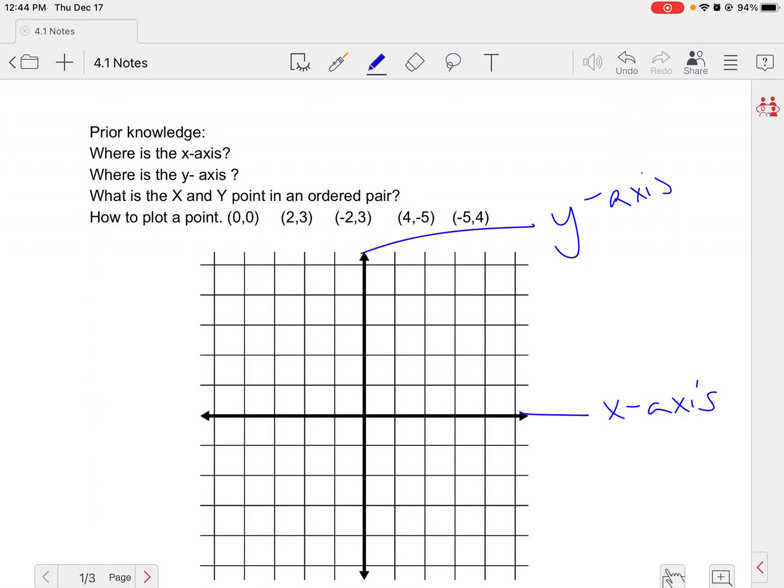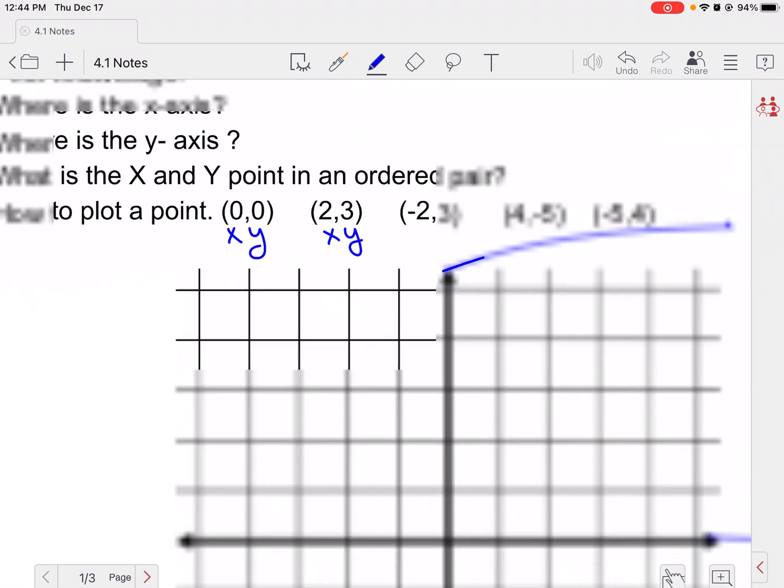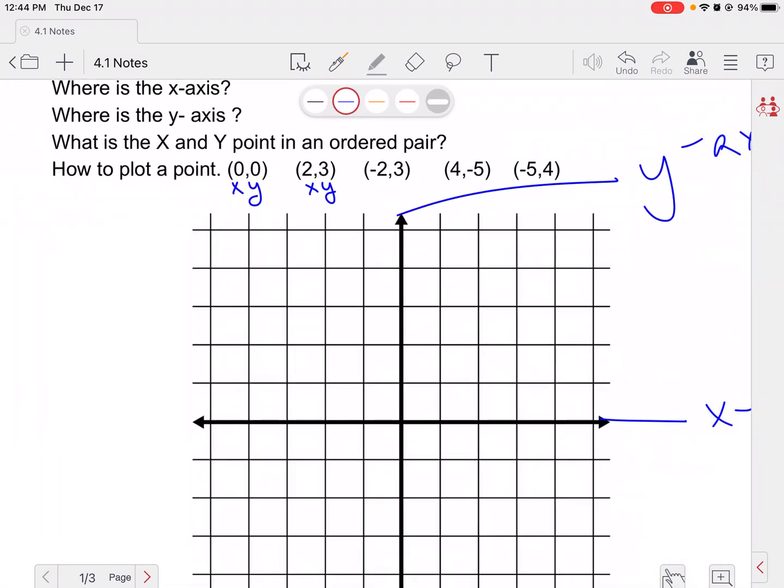What is the x and y point in an ordered pair? When we're looking at an ordered pair, that's two numbers in parentheses separated by a comma, and the first one is always x, the second one is y, for any kind of ordered pair. Okay, so let's practice plotting some of these points.